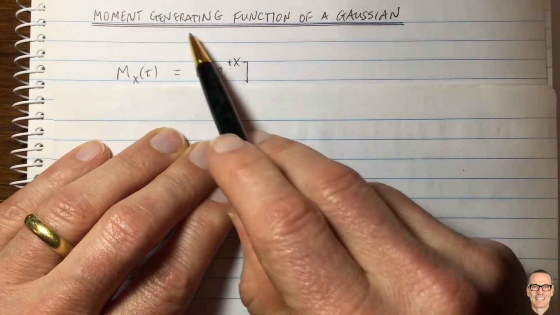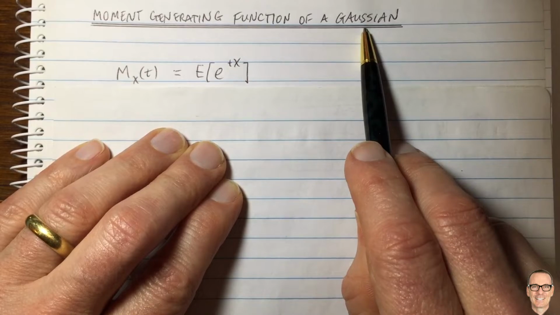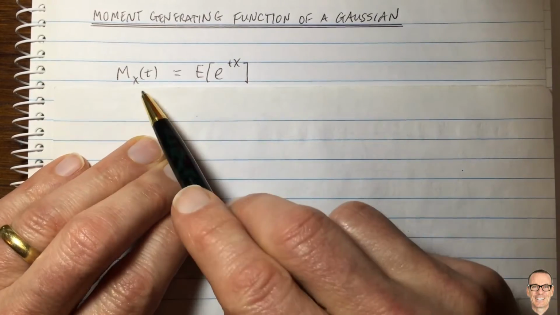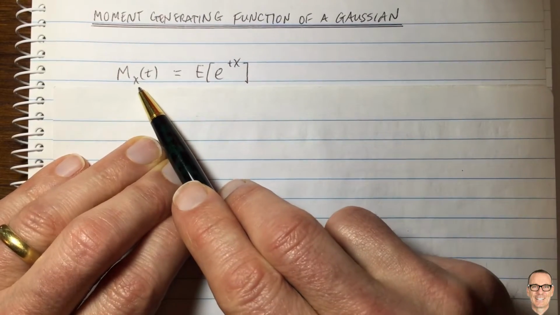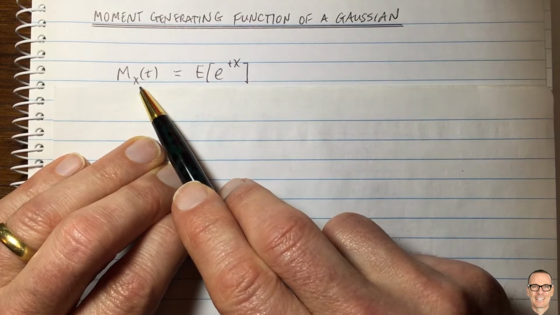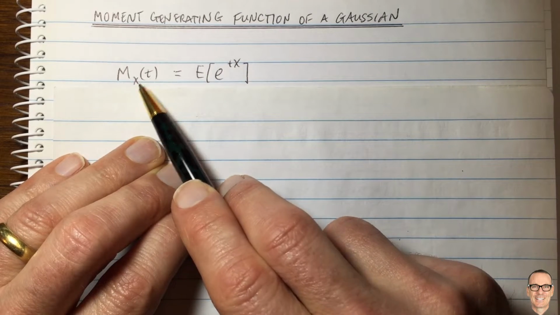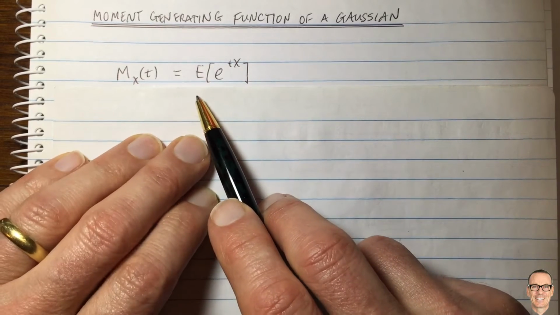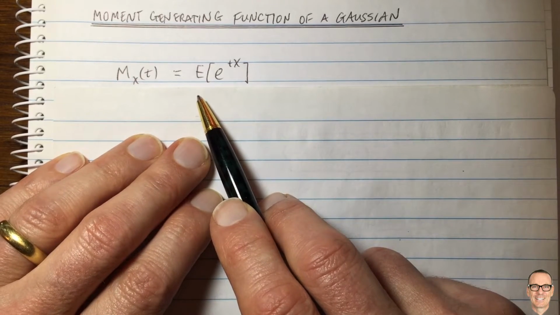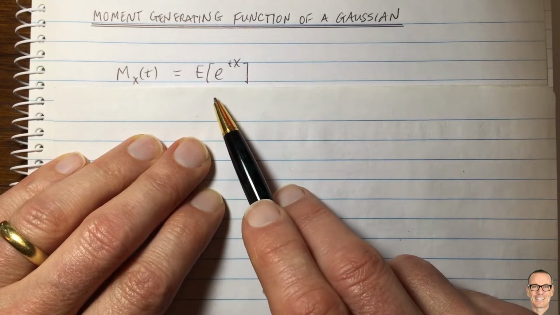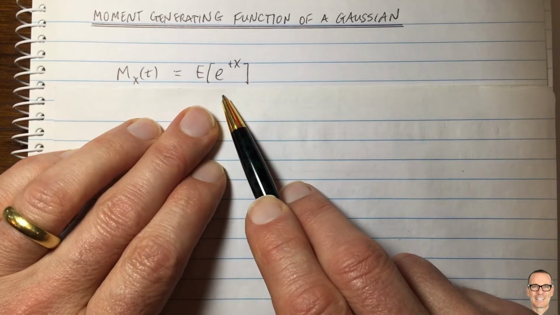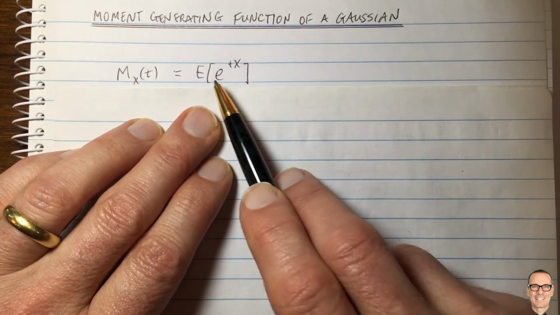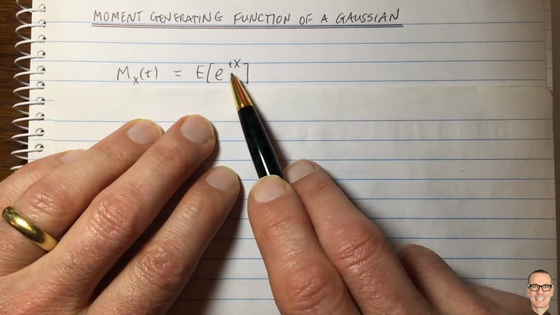So let's look at the moment generating function of a Gaussian distribution. And this is the definition of the moment generating function for the random variable capital X. And it's a function of this parameter t. For more information about moment generating functions, check out the link in the description below the video, where there's the definition of moment generating functions. But here we've got this expectation, and this is the definition.